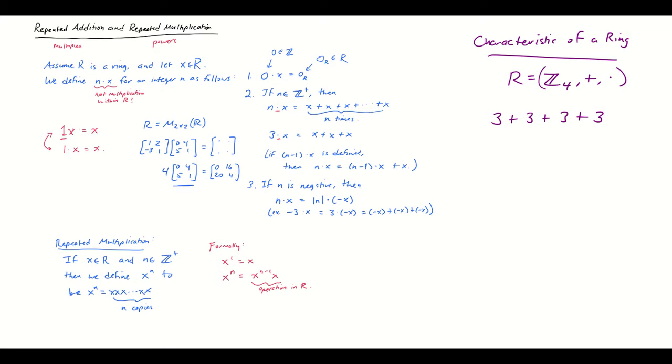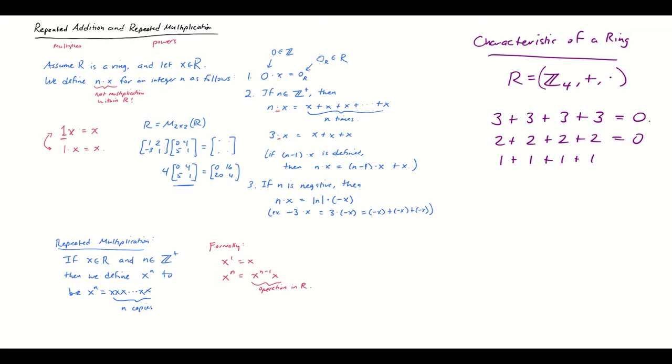And the answer is yes, I could add 3 to itself 4 times, and that would get me back to 0, the additive identity for R. And actually, that would be true for any ring element. I could add 2 to itself 4 times. Actually, I could add 2 to itself 2 times and get 0. But there's a point I'm going to make about the entire ring.